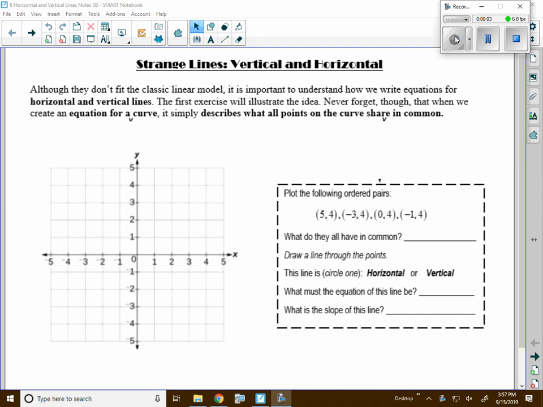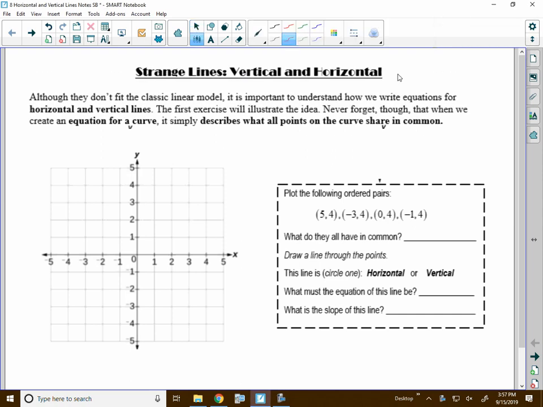Okay, group, we're going to take some quick notes on something called strange lines. And these strange lines are actually your vertical and horizontal lines. We've been working with all slanted lines in the form y equals mx plus b. That's what we're used to, okay? So today it's going to look a little different. They're still straight lines, they're still linear, but now they're horizontal and vertical.